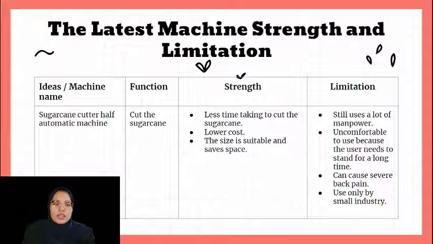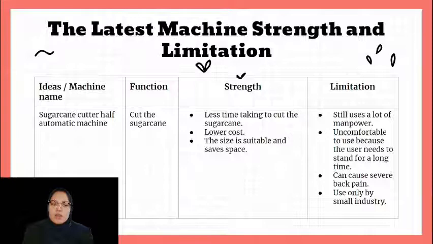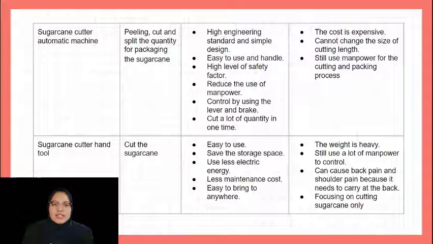The next machine is a fully automatic machine. This machine has many advantages. However, the most notable limitation is the price. This is because not many small-scale farmers can afford to purchase it and pay for its maintenance. The last one is the sugarcane cutter hand tools. This machine requires human movement.